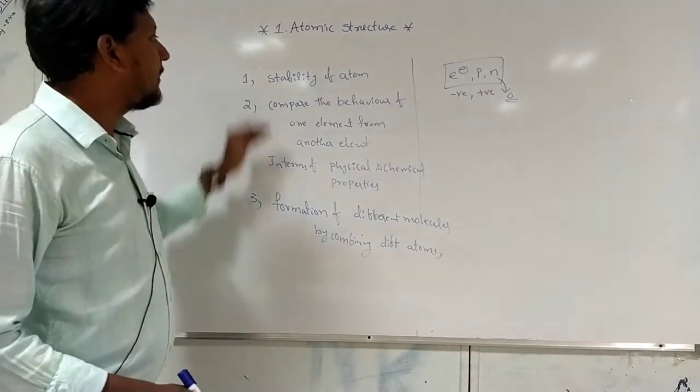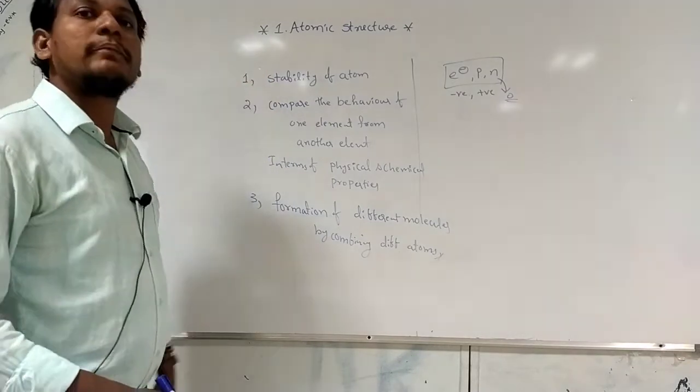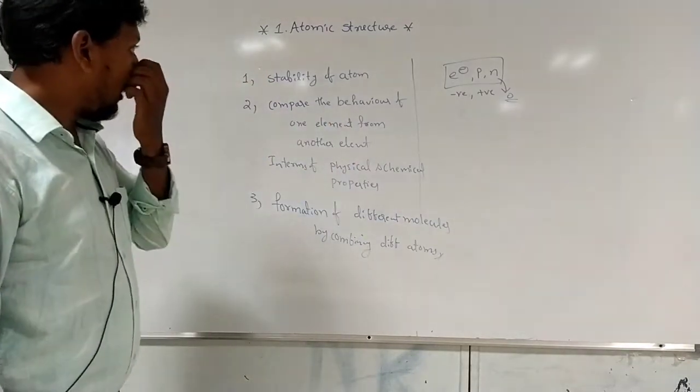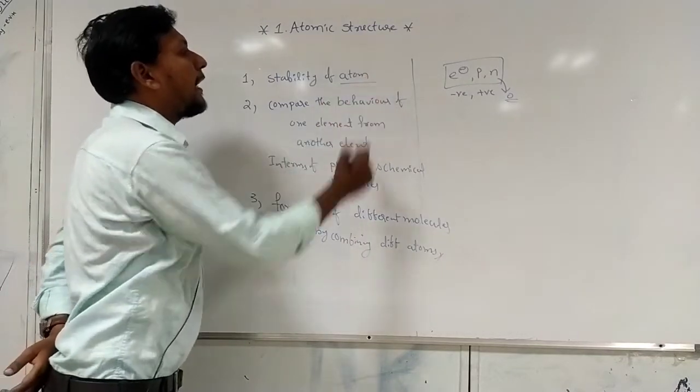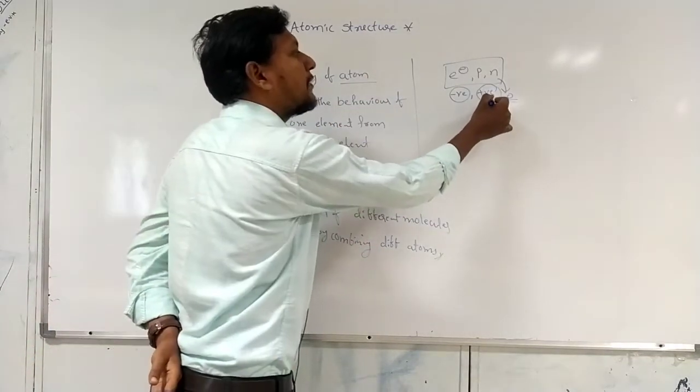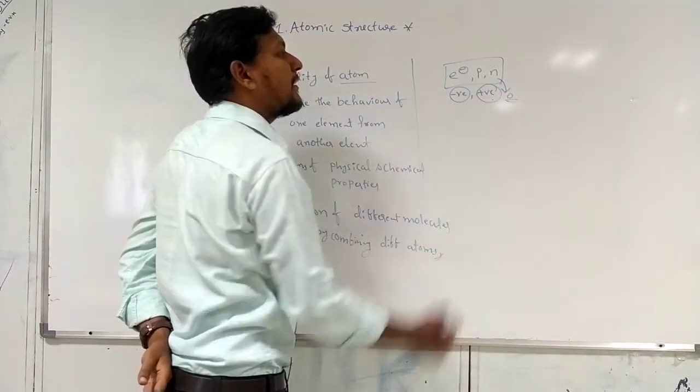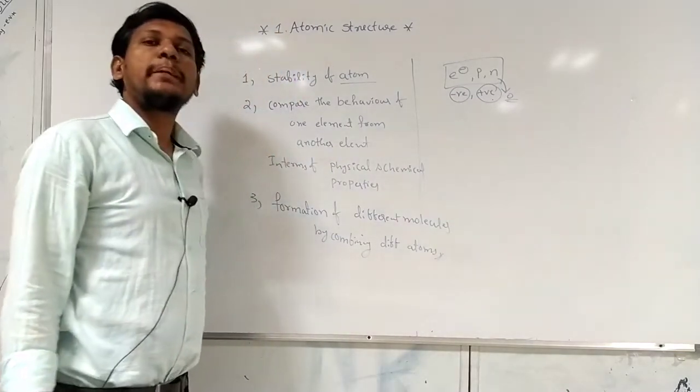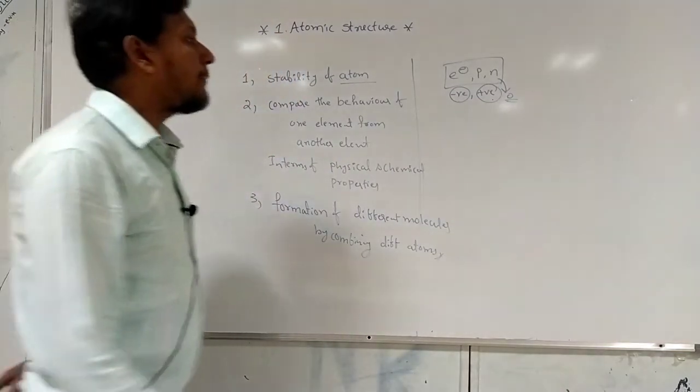So these three points lead us to ask what the atom is like: where the positive charge is and where the negative charge is in an atom. It can be explained by atomic models.